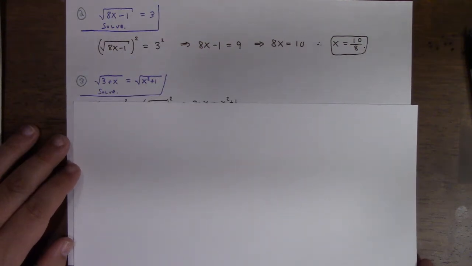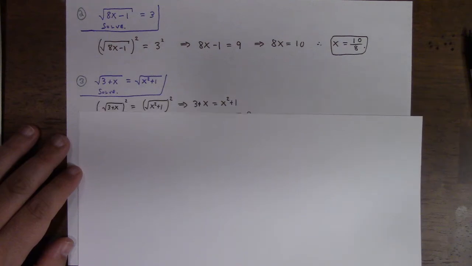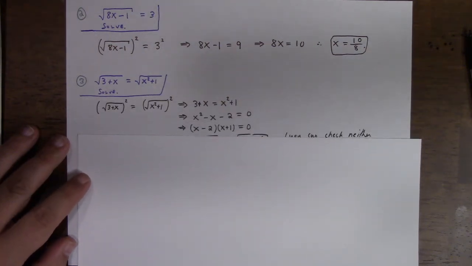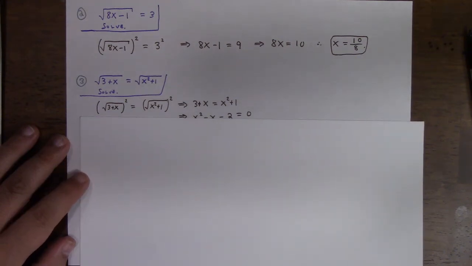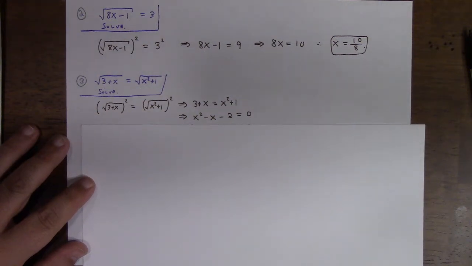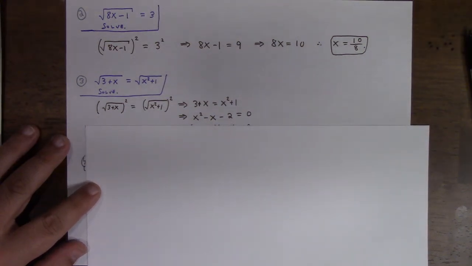Here's another one. We're supposed to solve the square root of 3 plus x equals the square root of x squared plus 1. Well, again, it's pretty simple. We just square both sides, and in so doing, we remove the radicals and get 3 plus x equals x squared plus 1, which we can reorder to become the quadratic x squared minus x minus 2, moving everything to the right-hand side, so to speak.